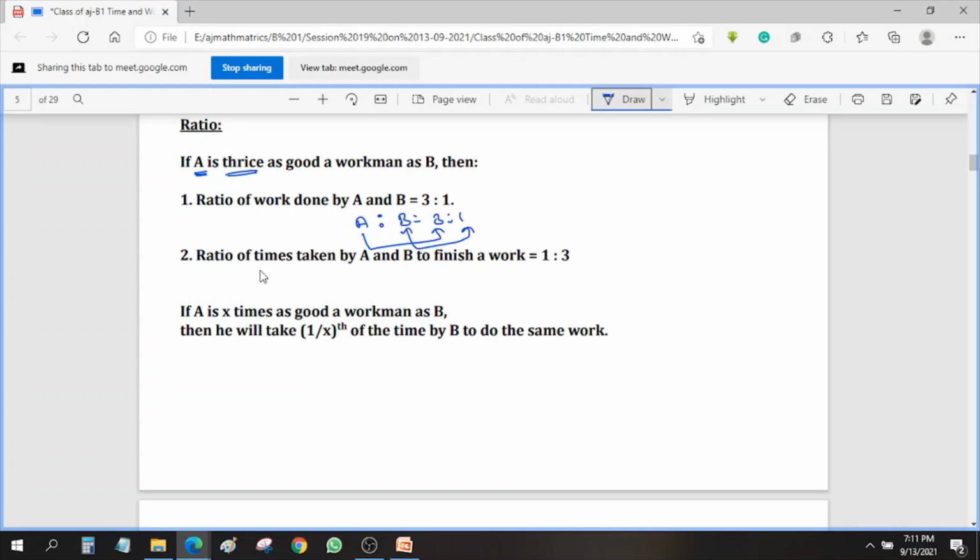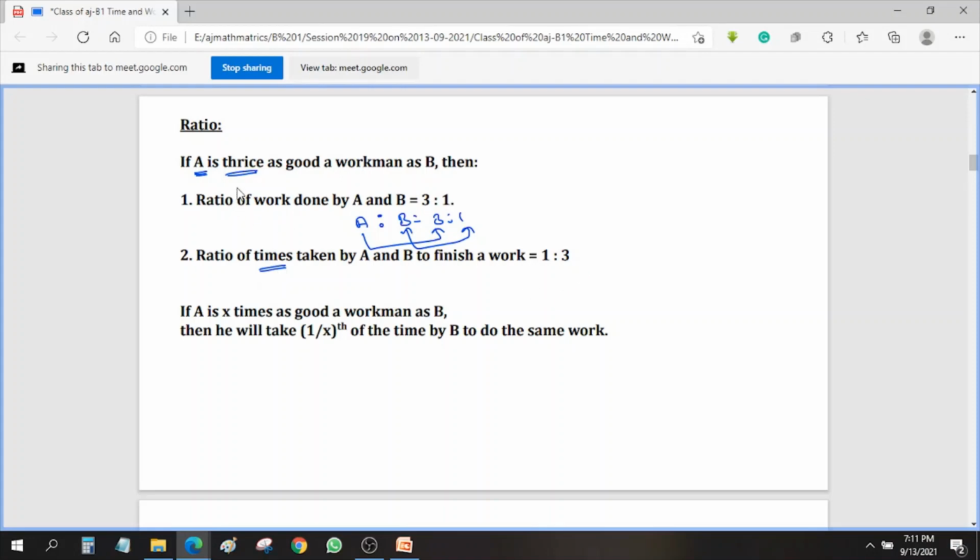Now when it comes to time, if A's efficiency is greater, obviously he'll take less time. Again, if A is thrice as good as B, then the time taken by A is to B is what? 1 is to 3, which means A can do the work in 1 day, and the same work B can do in 3 days, as we know A's efficiency is thrice that of B. For example, if A takes 10 days, then B obviously takes 30 days. And if B takes 30 days, A takes 10 days. Something like that, we have a relation.